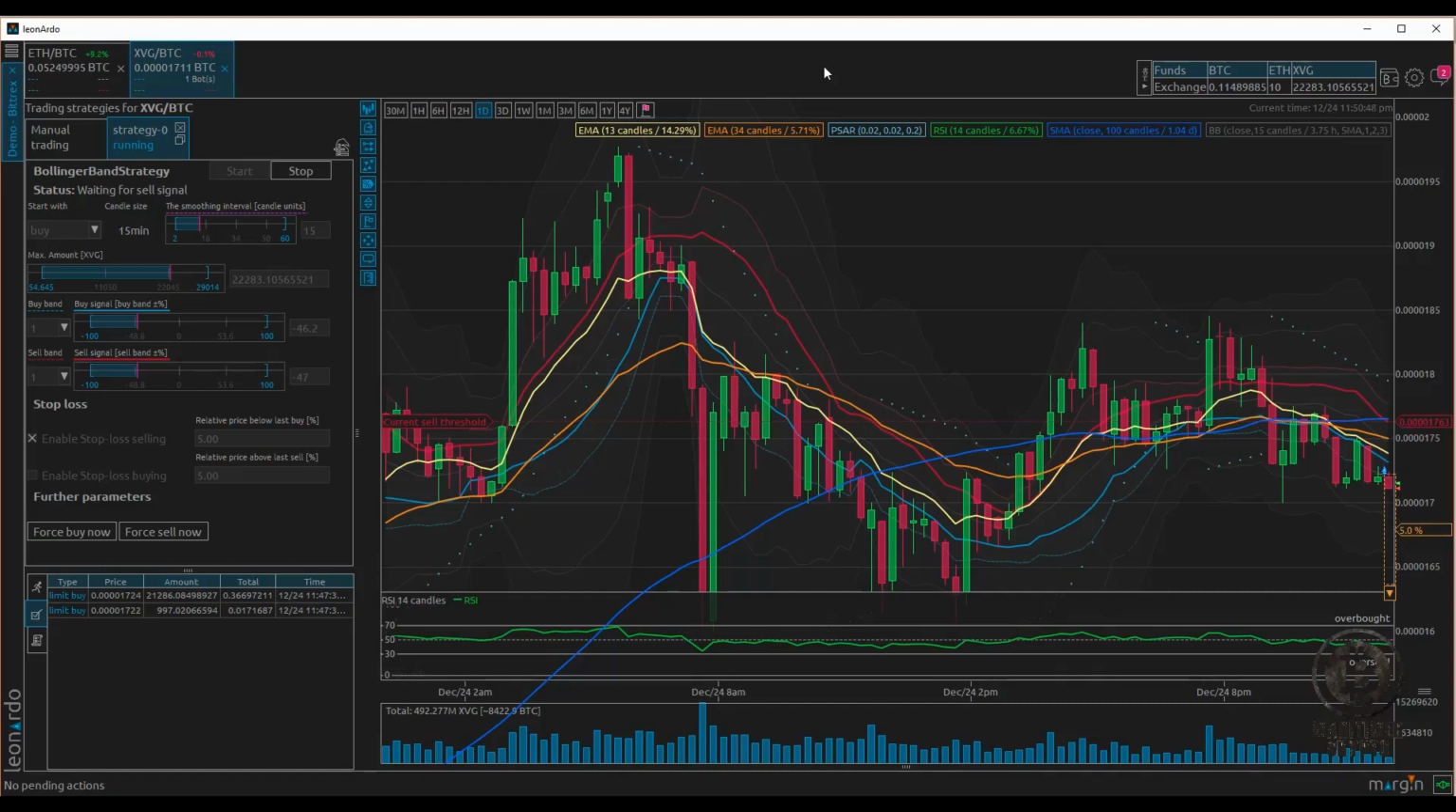So there you go, folks. Just a little review of this Leonardo. I hope that we'll get a new version soon that has the Bollinger Band strategy fixed, so that I can show you on the screen how well it works, and how you can make money with this platform.